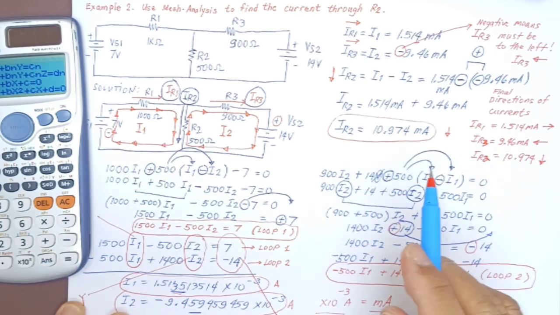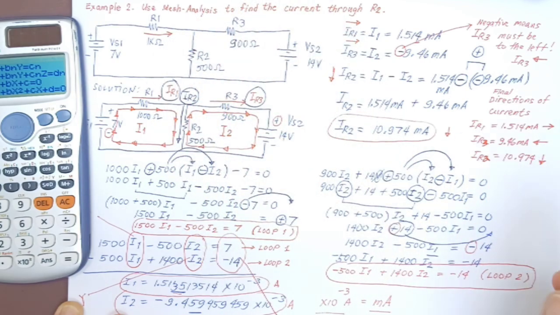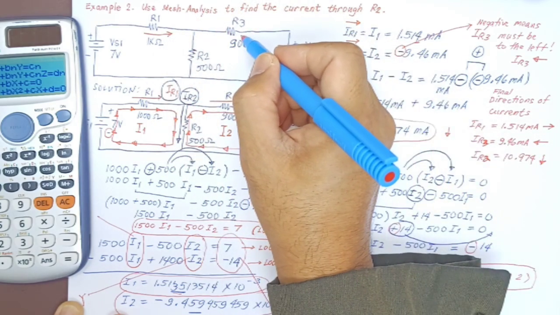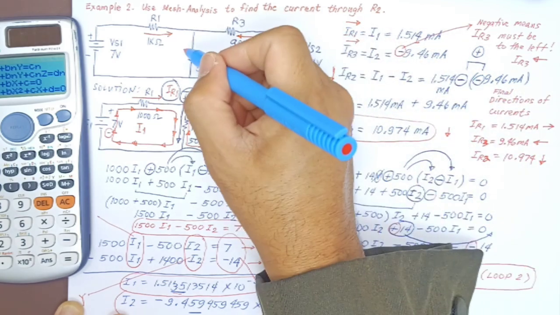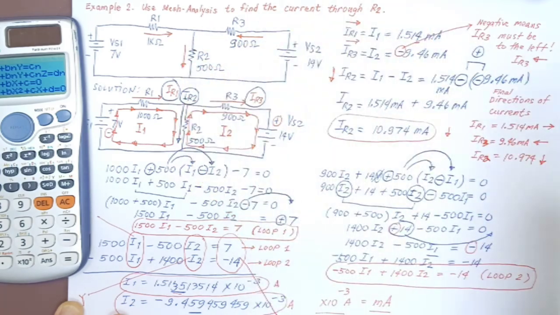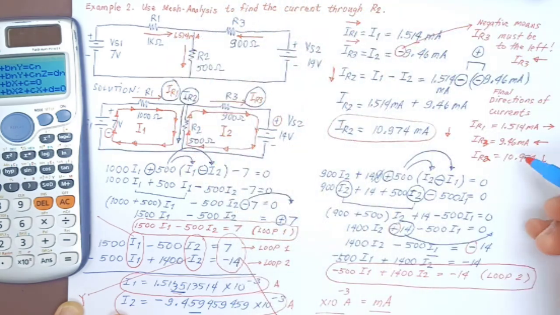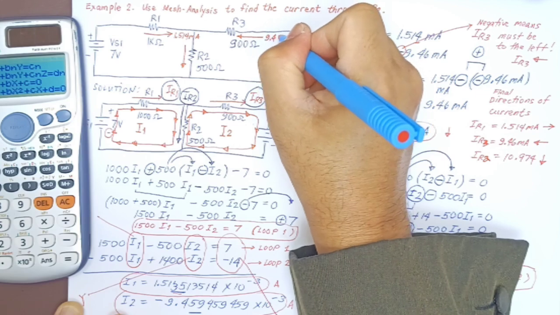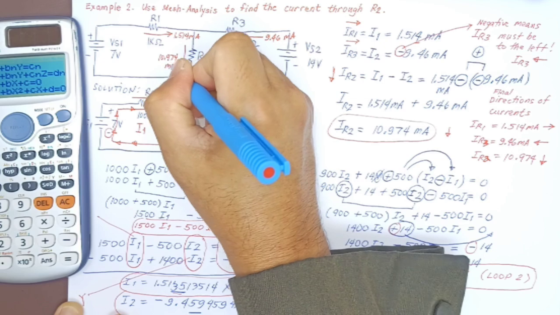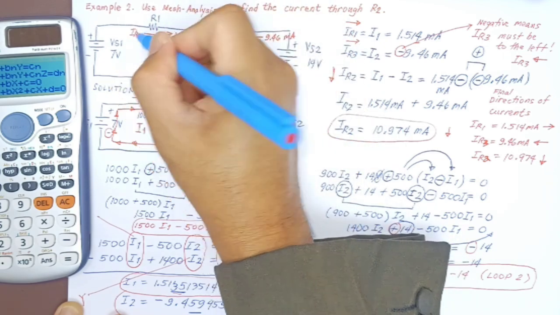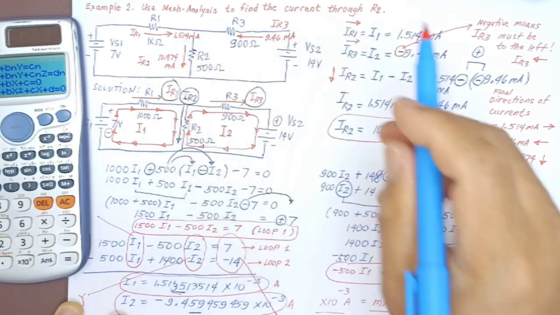That's how to do the mesh analysis in this circuit, and we can finalize our answer in the first figure. This is the final direction of IR3 to the left, not to the right, and this is going down. As you can see, these are the final answers, and I'm just writing down the values of our IR1, IR3, and IR2. There you go. That's how to do the mesh analysis on two voltage sources with three resistors connected in series-parallel.